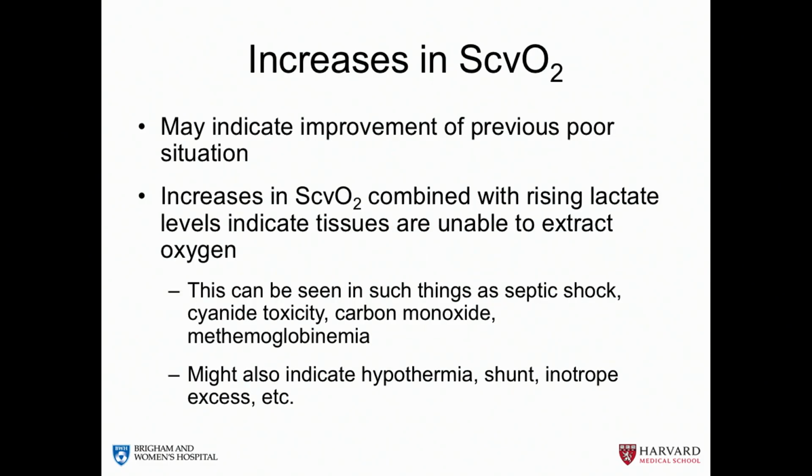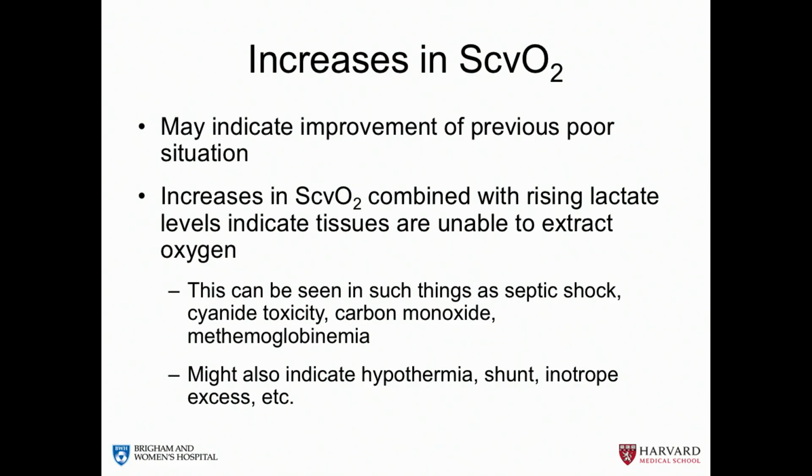And then there are also circumstances where we can see increases in central venous sat. This could indicate improvement of the previous poor situation, which is a nice aspect of how we follow this over time in patients. It could also be in combination with other findings, such as a rising lactate level, indicative of tissue's inability to extract oxygen. We can see this happening classically in septic shock.